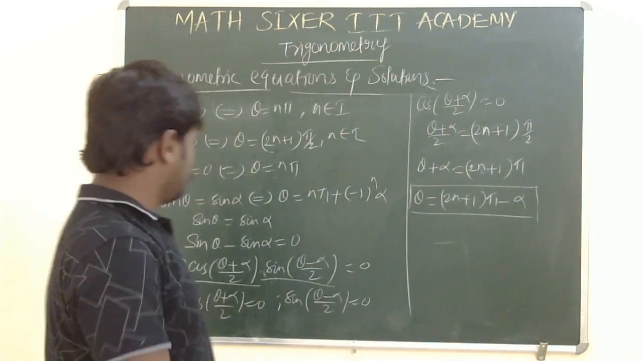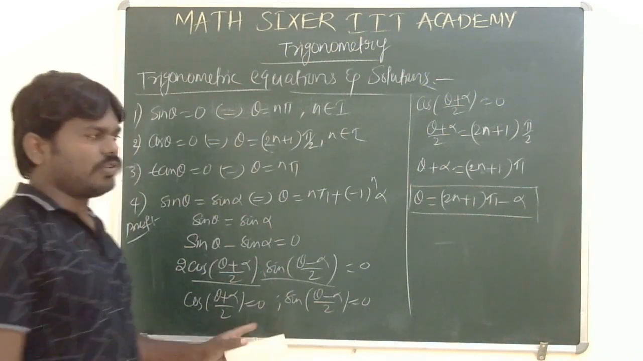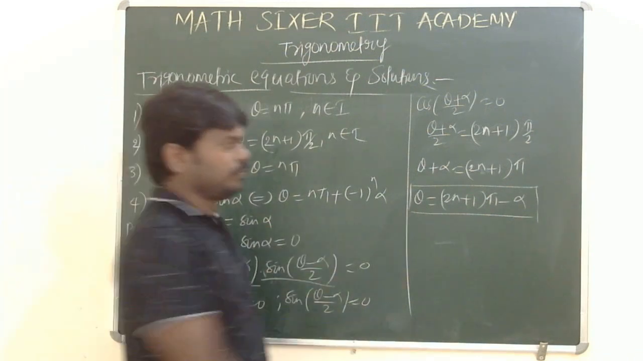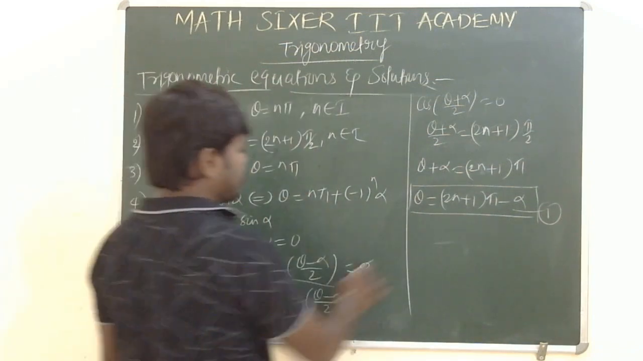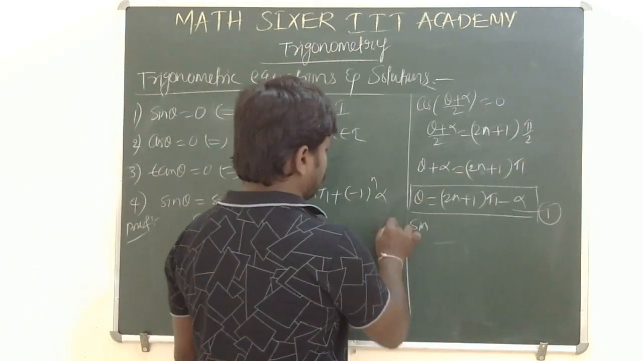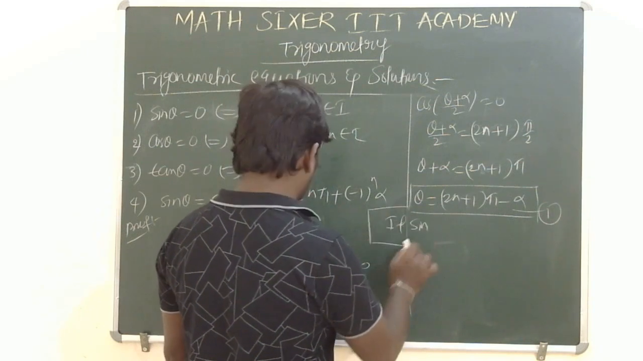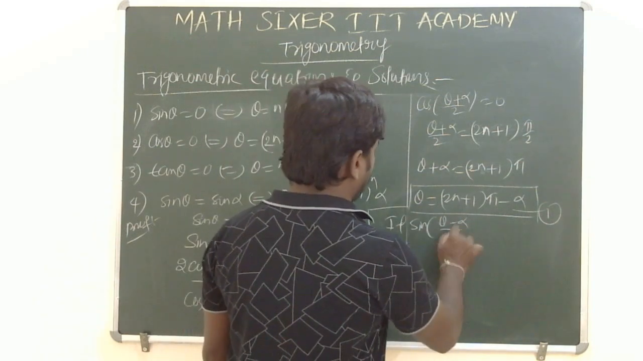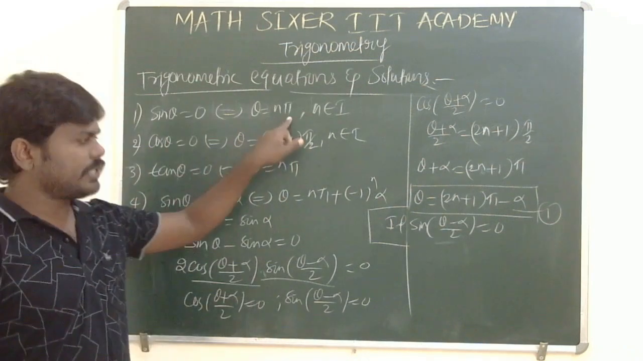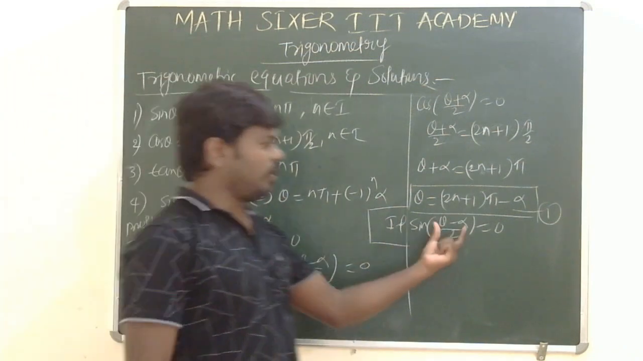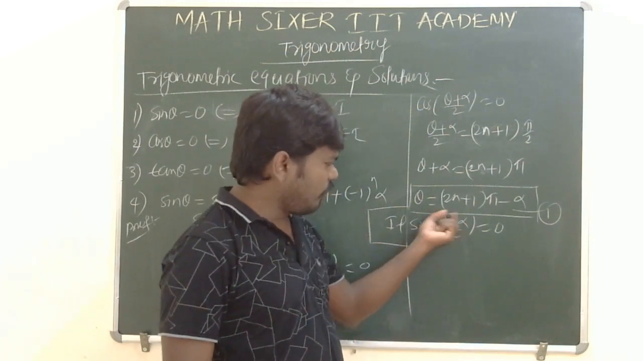Okay. When you are taking this, cos of (theta plus alpha)/2 is equal to 0, this we have got. You can take it as the first equation. Next, if you take sin of (theta minus alpha)/2 is equal to 0, as we know sin theta is equal to 0, then theta is equal to n pi. Treat this total value as theta.